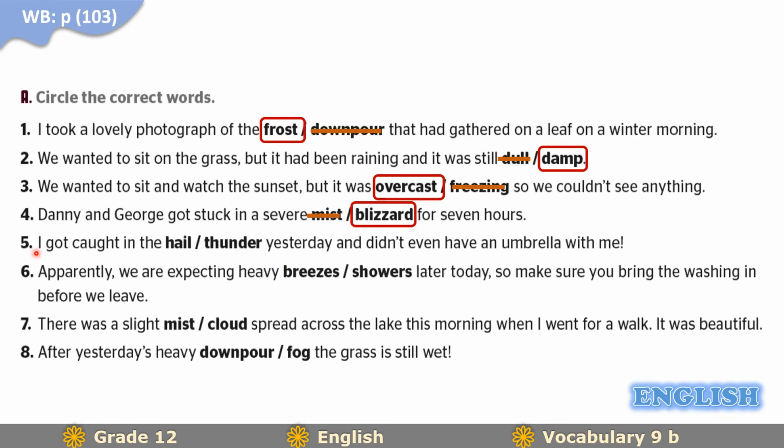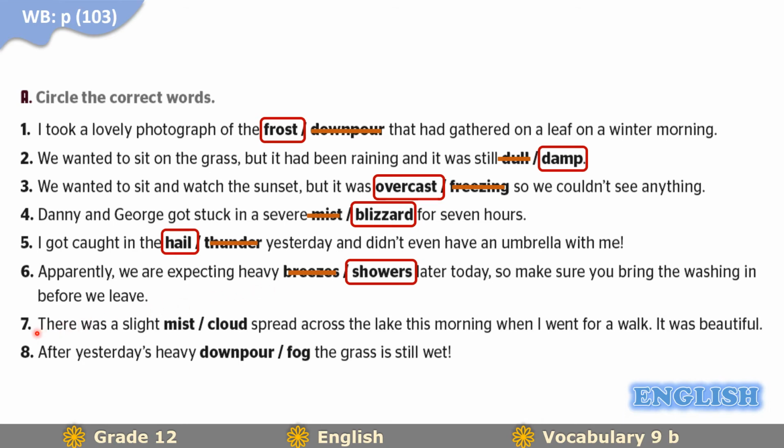The next one. I got caught in the hail or thunder yesterday and didn't even have an umbrella with me. The answer is hail, which means small balls of ice that fall from the sky. Sentence number 6. Apparently, we are expecting heavy breezes or showers later today. So make sure you bring the washing in before we leave. The answer is showers. Very good. Which means short period of rain.